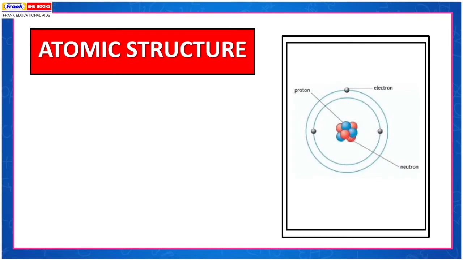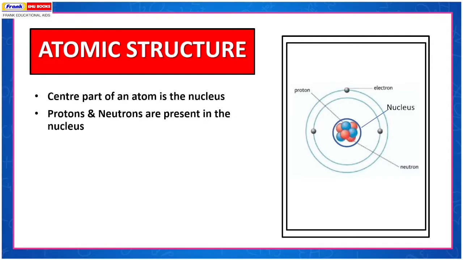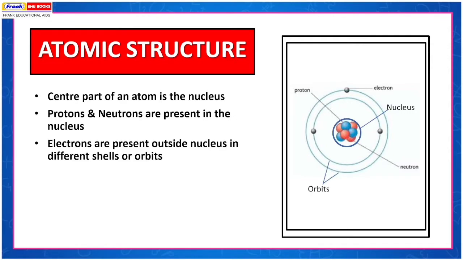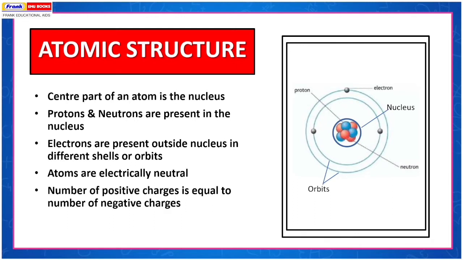Atomic structure. The center part of an atom is the nucleus. Protons and neutrons are present in the nucleus. Electrons are present outside the nucleus in different shells or orbits. Atoms are electrically neutral. The number of positive charges is equal to the number of negative charges. That is, the number of protons is equal to the number of electrons.